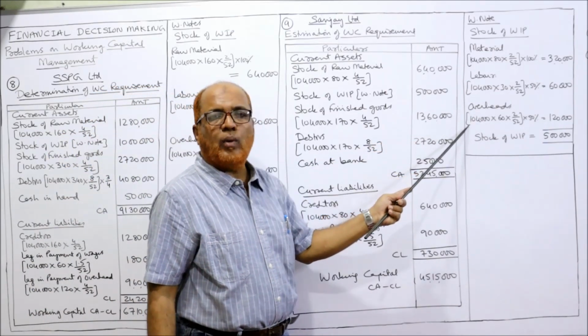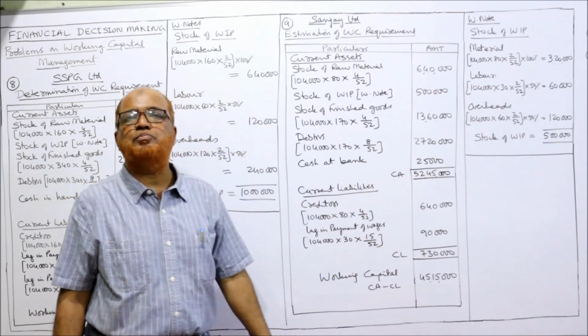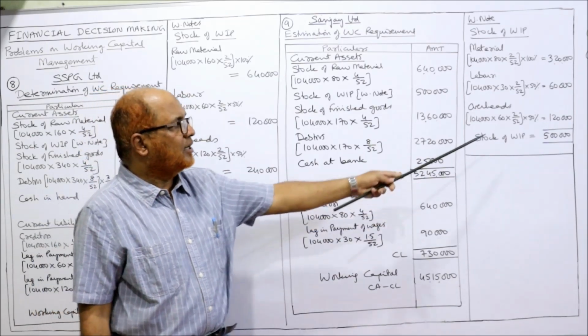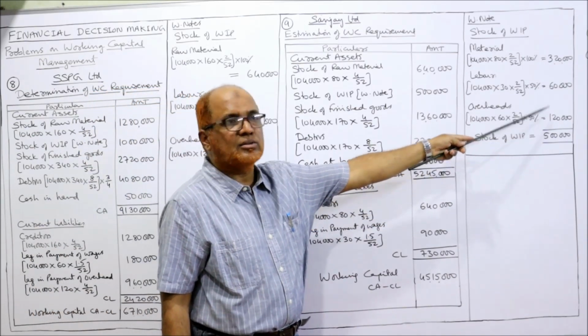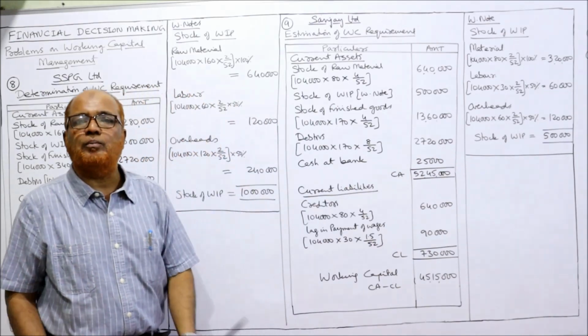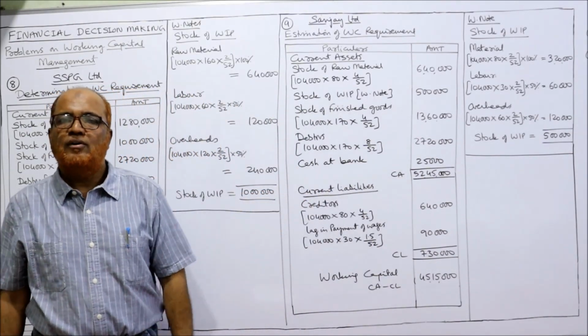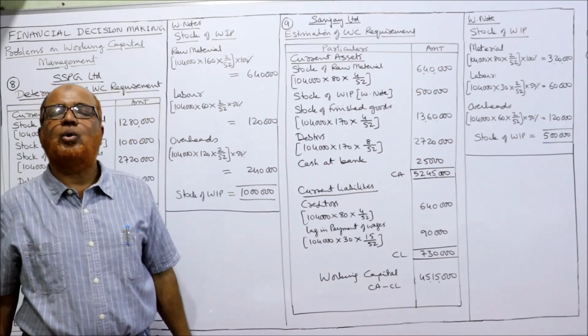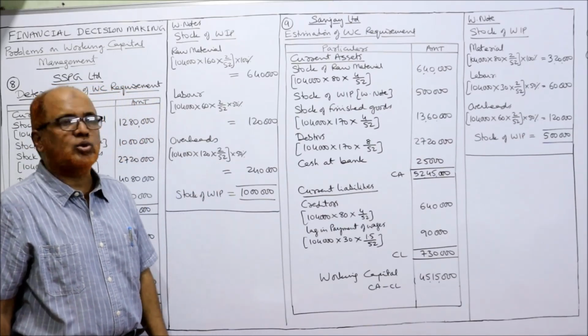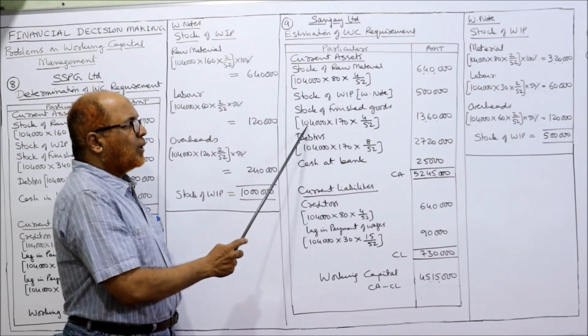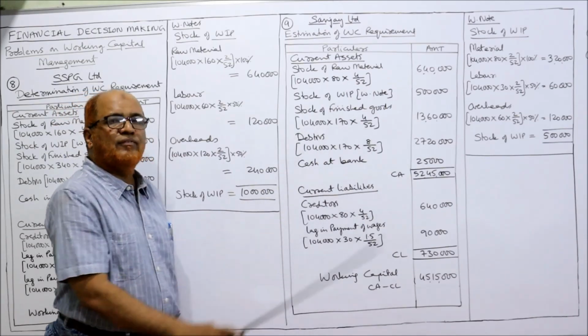Then overheads, 1,04,000 into 60 rupees per unit is the overhead, into 2 by 52, 50%, 1,20,000. Total comes to 5 lakh rupees, is the stock of WIP. Then stock of finished goods. For calculating finished goods, we need the total cost per unit. Total cost per unit is 170. 1,04,000 into 170 into 4 by 52.